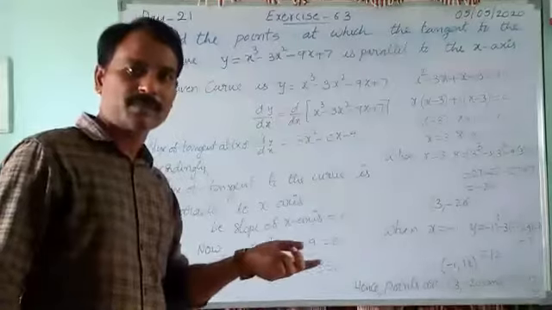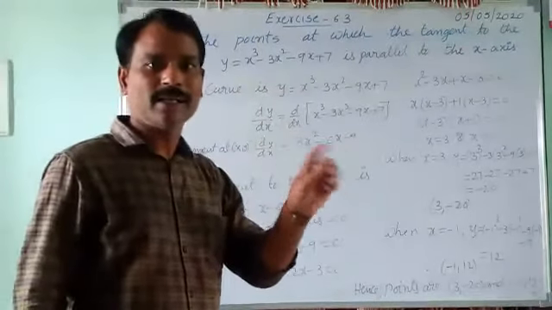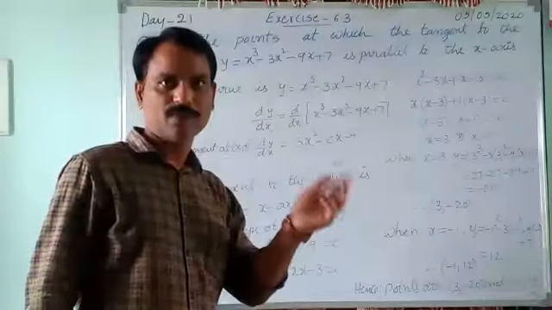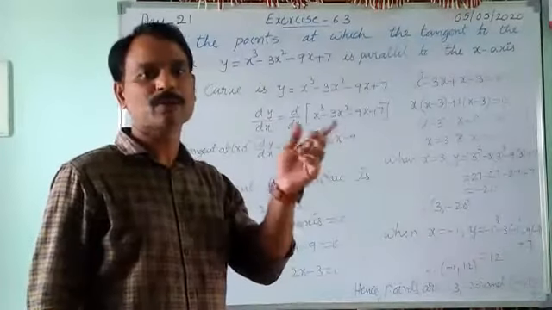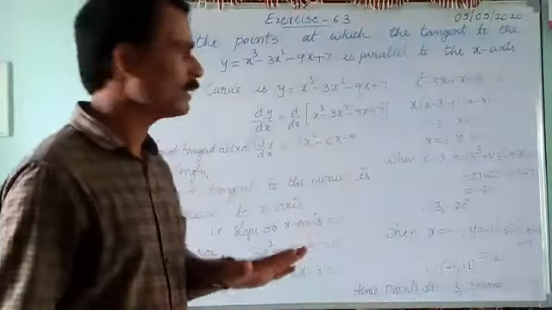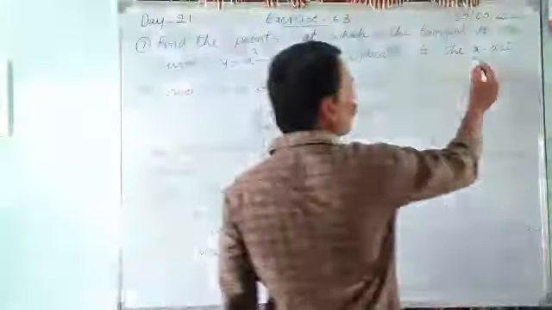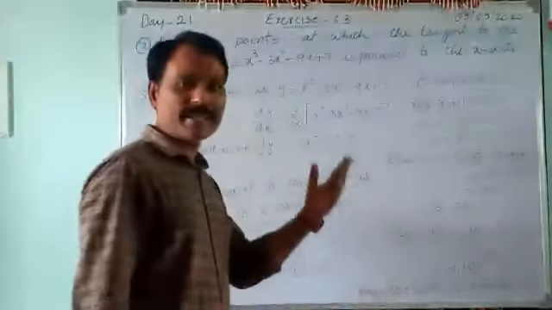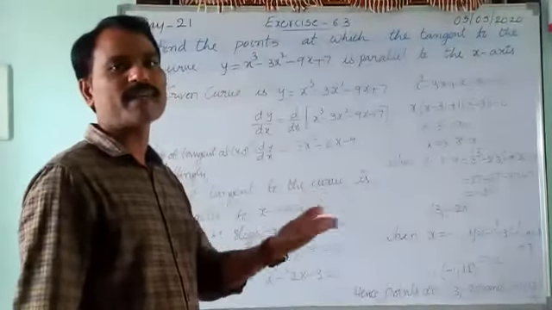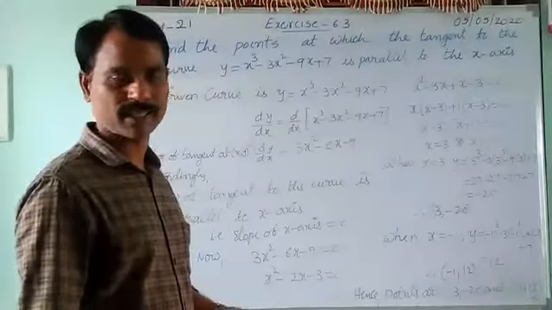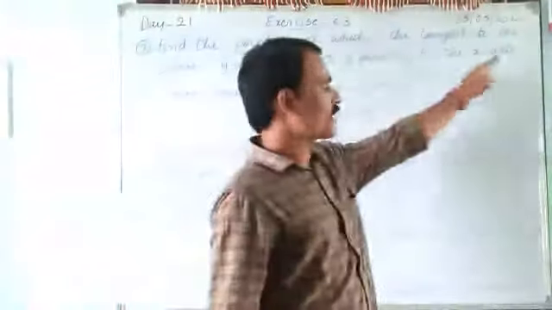In the straight line concept, if two lines are parallel, then their slopes are equal. We are clear about that. And what is the slope of the x-axis? Slope of x-axis is 0. Slope of y-axis is not defined. Yesterday also we discussed that. So, slope of x-axis is 0.